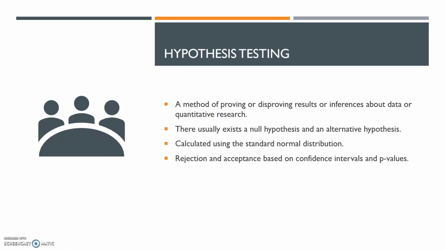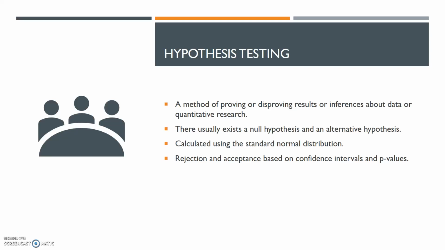This is basically a method of proving or disproving results, or inferences about data or quantitative research. You usually have a null and an alternative hypothesis. The null hypothesis is the true statement or the belief, and the alternative hypothesis is what experiments are showing or what we think might actually be the case.